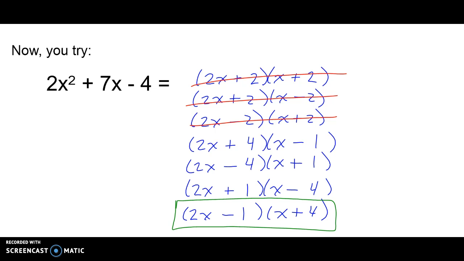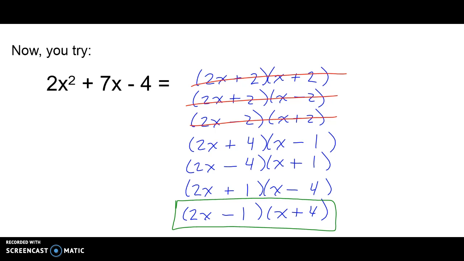This will seem like a lot of work at first. You're going to put a lot of time in guessing and checking. But as you get better and better at this, you will eliminate possibilities mentally before you even put them on paper because you'll realize it's not going to work. And you'll get better and better at guessing.